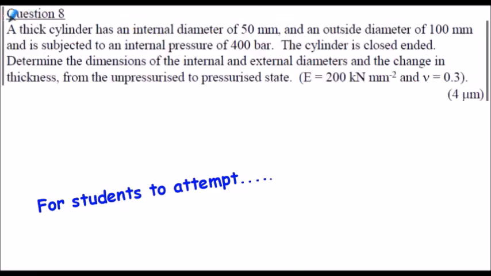And question 8, I will leave you to attempt. In this question you have to determine the dimensions of the internal and external diameters and the change in the wall thickness from the unpressurized to the pressurized state. The answer is 4 micrometers. I would encourage you to attempt that question.